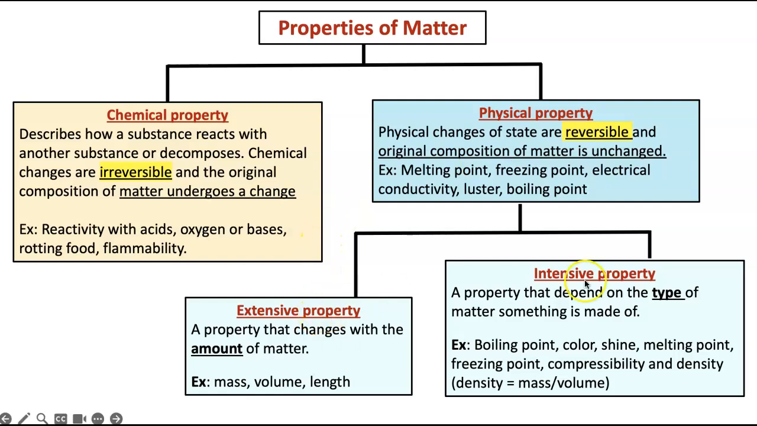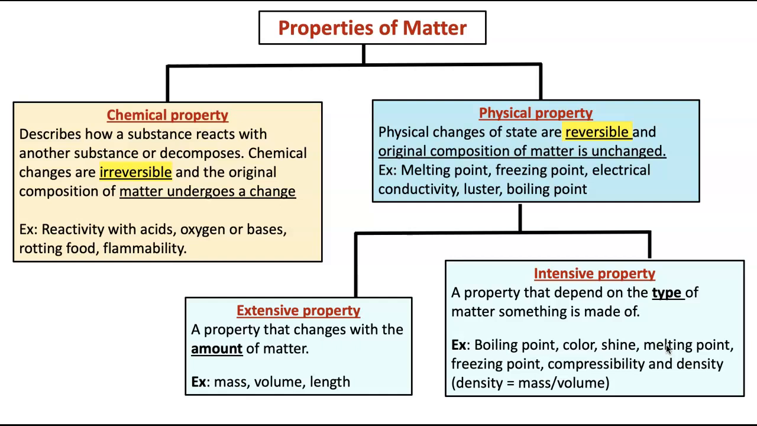There's extensive and intensive properties. Intensive properties have to do with your internal nature. Depends on what you are made out of. For example, no matter whether you have a big or a small piece, any kind of element or compound, the boiling point of them is going to be the same. Their color, shine, melting point, freezing point, compressibility and density are some of these properties that are never going to change no matter how much of something you have.